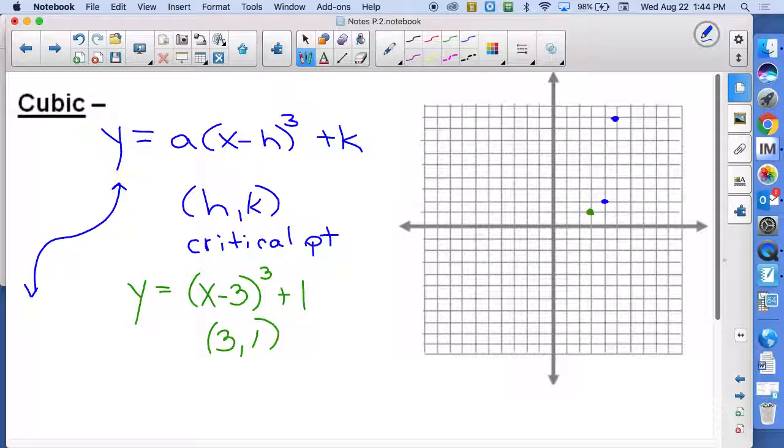Negative 1. Yeah, what's negative 2 cubed? Negative 2 times negative 2 times negative 2. Negative 8. So go left 2, but down 8. And that's how you get your graph to curve in both directions. So instead of both of them going up, the one side goes down, the other side goes up. Questions?